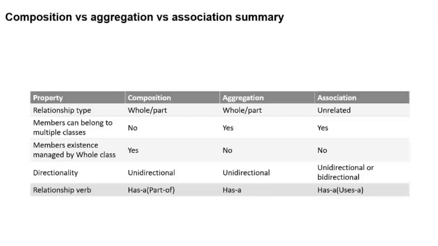The next property is the relational verb used. In composition, it is usually a has-a relationship. Of course, everywhere this is a has-a relationship, but to be very specific, in composition we may call it part-of. In aggregation, we use has-a. And in association, we make use of a verb: always has-a, but uses-a also.